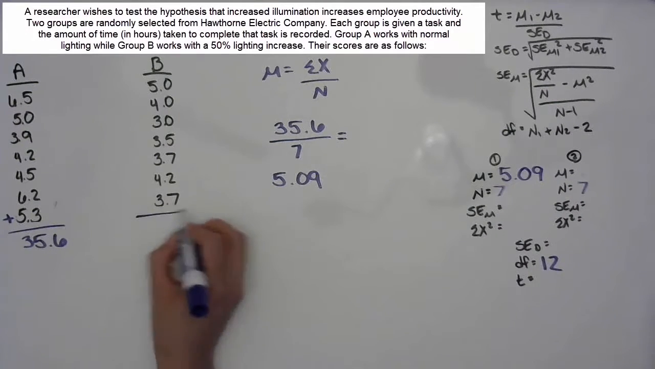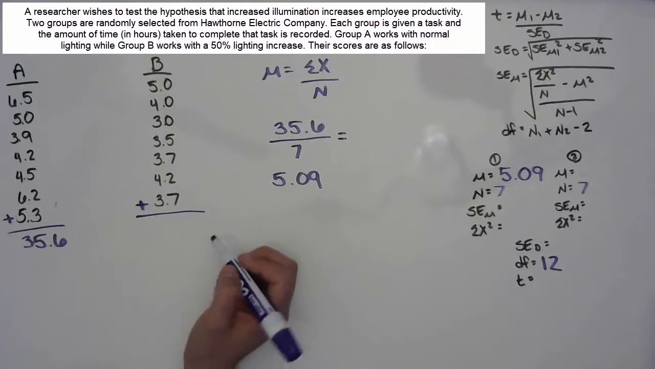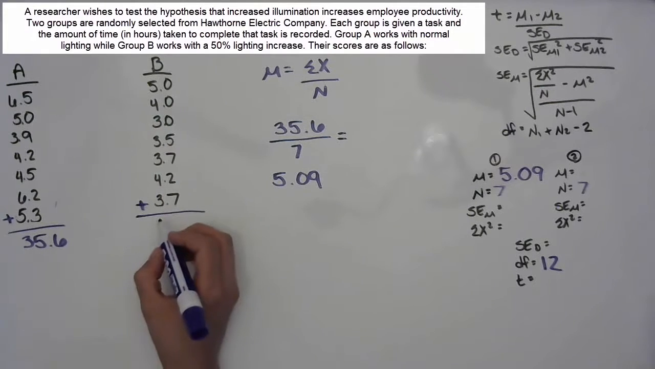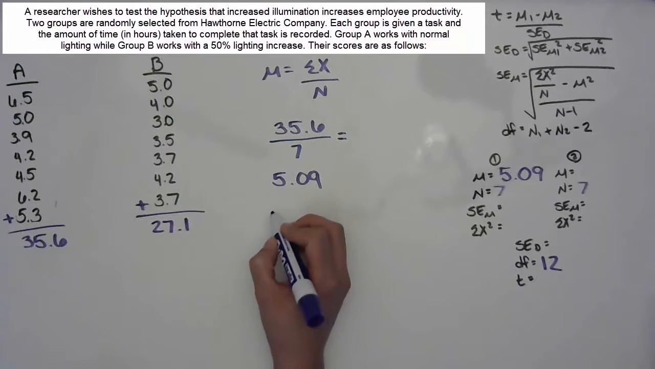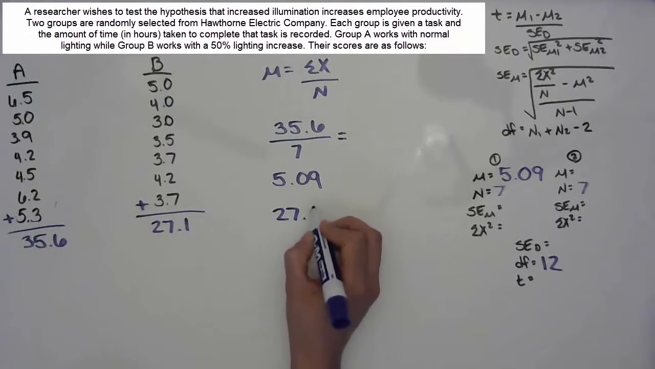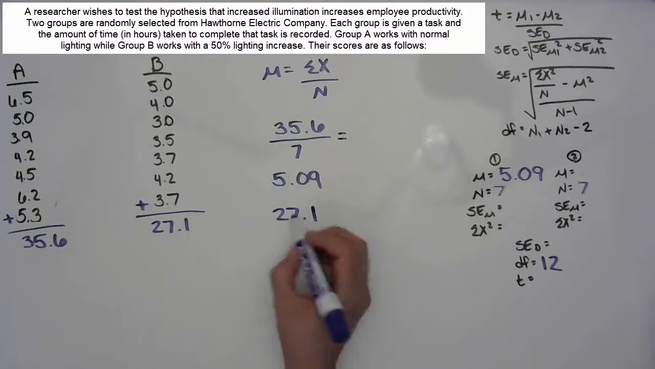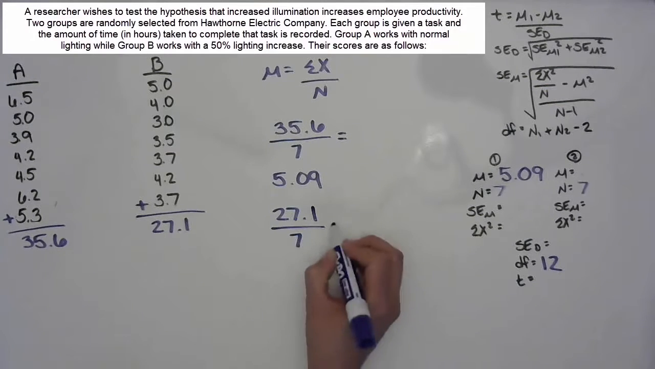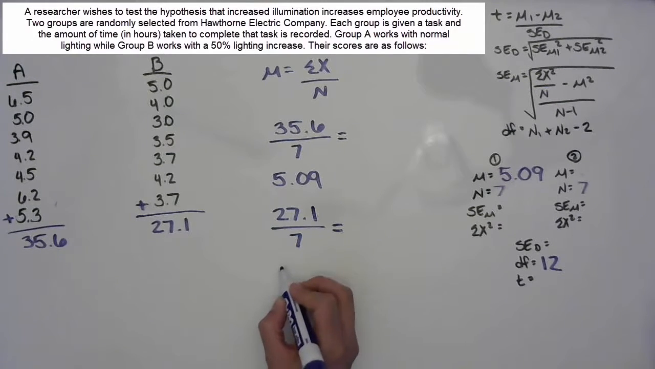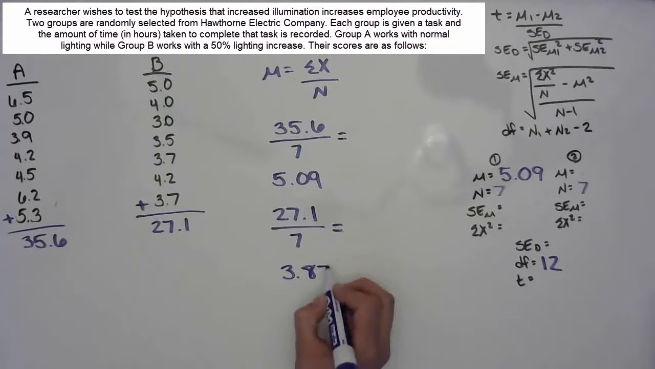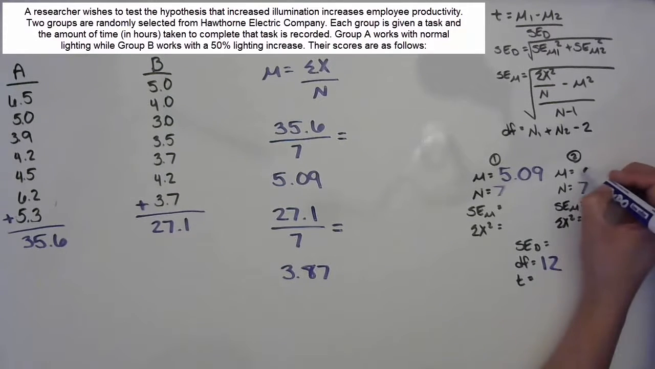Okay, so let's do the same for Group 2 or Group B. Once again, we add all of these together. That gives us 27.1. So we do the same thing: we have 27.1 as our sum of raw scores, divided by our N value of 7. And that gives us 3.87. So for Group 2, we have a mean of 3.87.